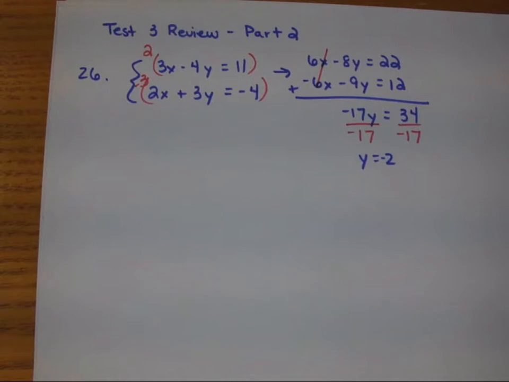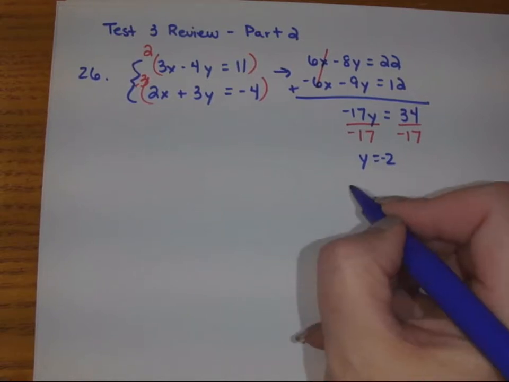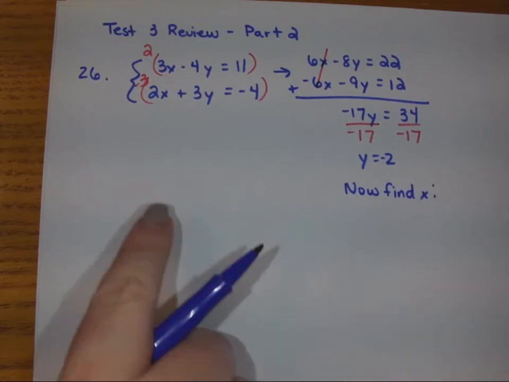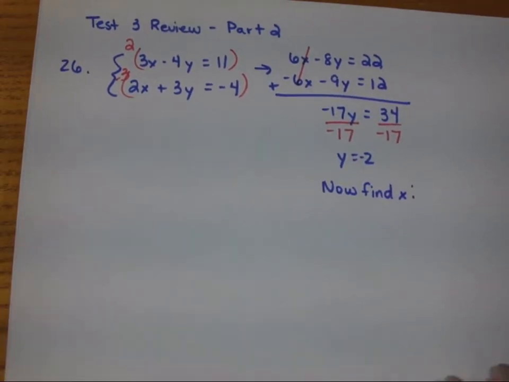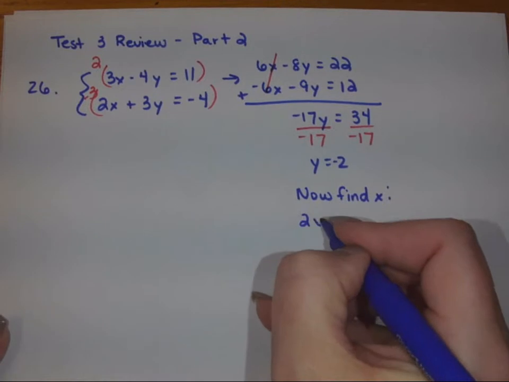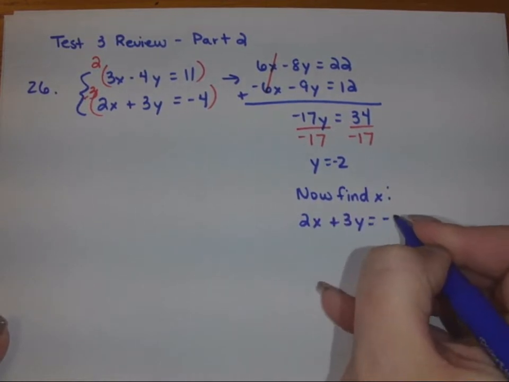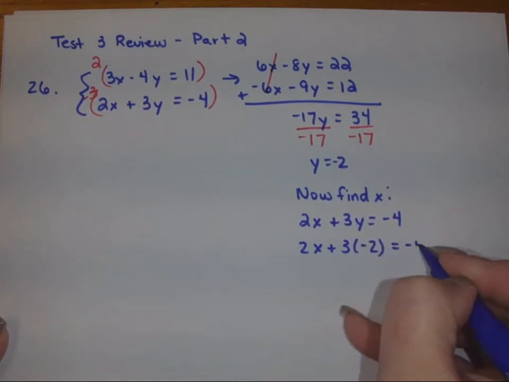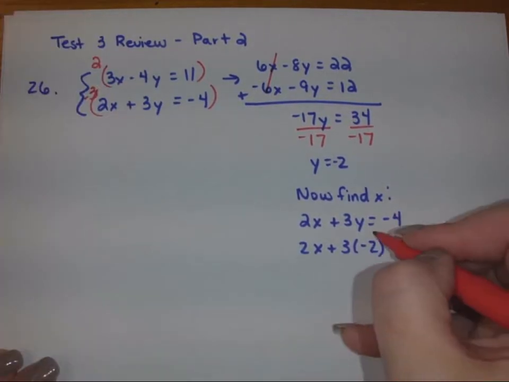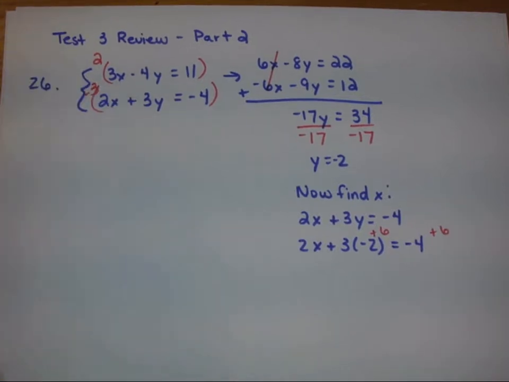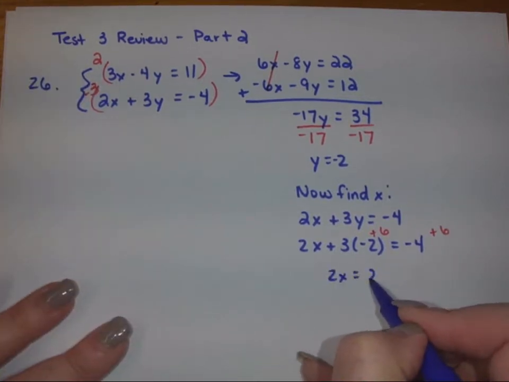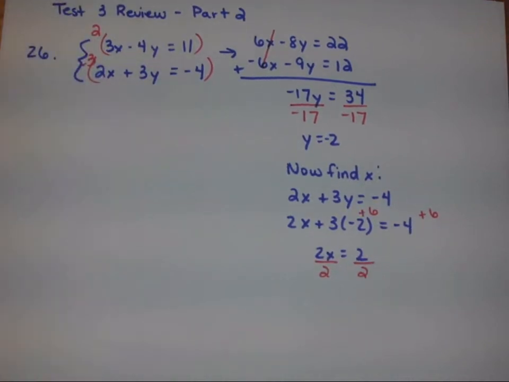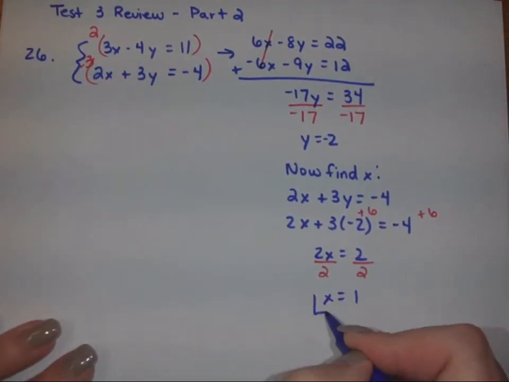I just said be careful of your signs, and I almost missed it, right? But now you need to find x. And you go back to the original, and it doesn't matter which of the two you use, just pick one of them. So I'm going to use this equation. So 2x plus 3 times -2 equals -4. So I'm going to add 6 to both sides. So 2x equals 2. And then divide both sides by 2. So x is 1.